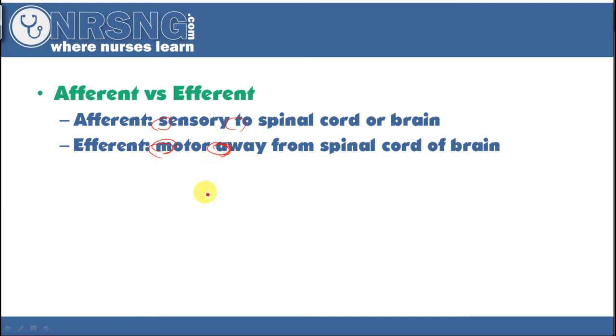One little mnemonic some people use is SAME, meaning sensory afferent, motor efferent. Afferent, efferent. Those are the two different ways that an impulse can travel, either to the brain or away from the brain.